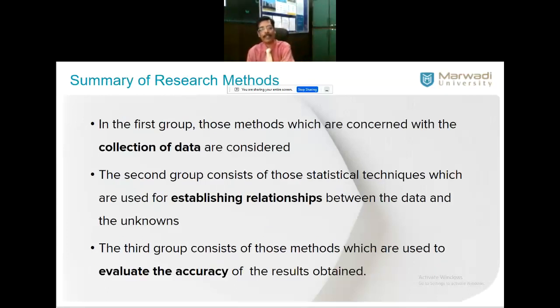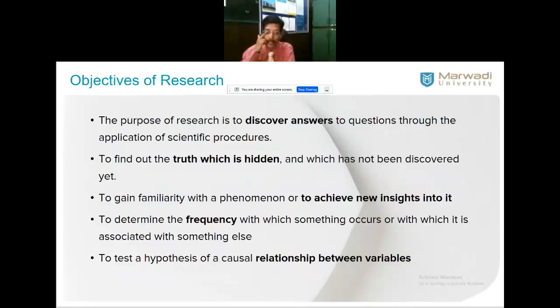So in the previous slides, we have seen a couple of research methods. If you group them, you see ideally there are only three groups. Some research methods deal with the collection of data. For example, we saw primary and secondary and so on. Some of them are helpful in establishing relationships. It's like connecting the known things. Whatever is available, we connect them. So that kind of research we do, establishing relationships, and evaluating the accuracy. That also we will do. These are the three groups of the research.